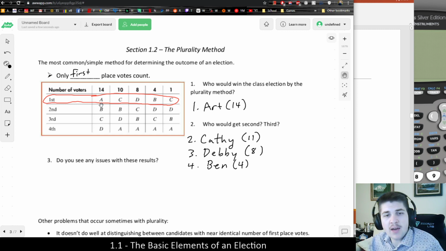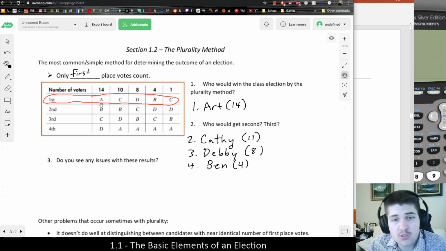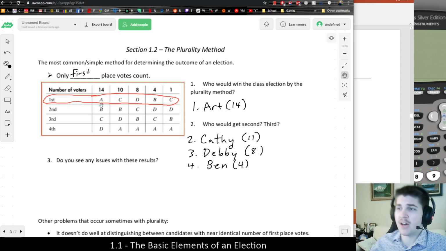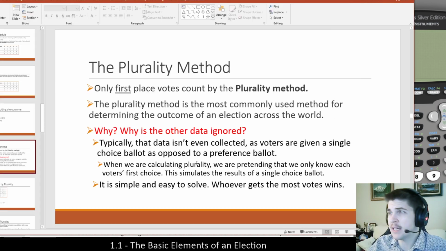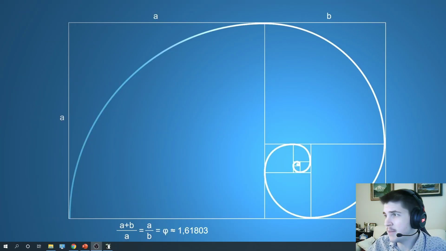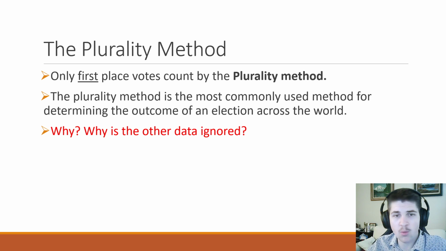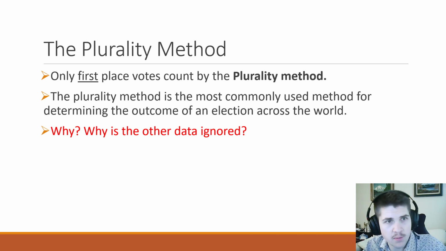And then what I would do after discussing that is ask you as a class, do you see any issues with these results? And I would have you tell me your thoughts. I'll move back to the slides here again, because it brings up a good question. Why are we ignoring this data, and why are only first place votes mattering in this particular system?